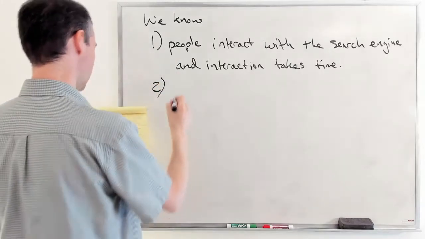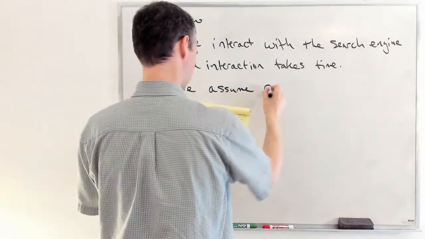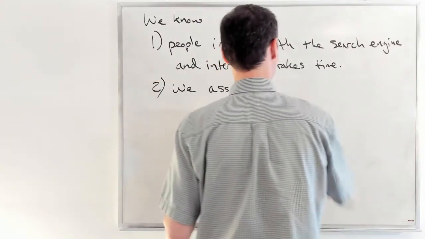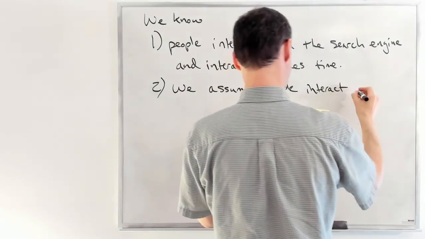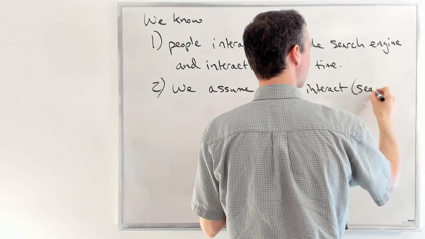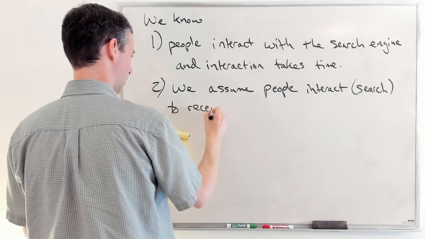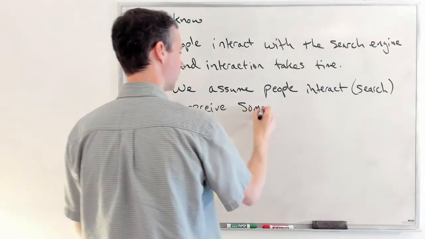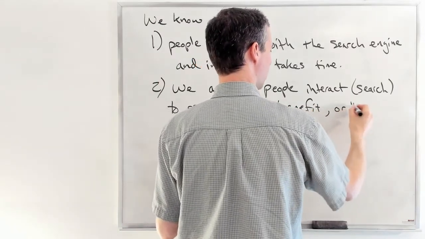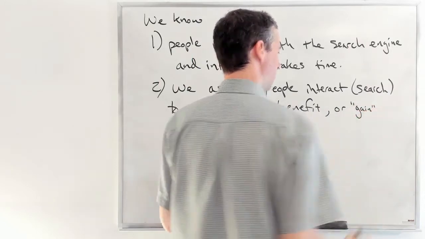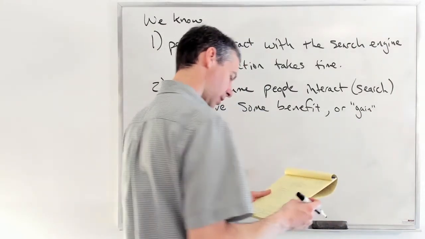And indeed, this goes along with that we assume people interact. So when I say interact, it really means, yeah, you're going to search, okay, to receive some benefit basically from the search engine. And we could, for example, if we wanted to, and it's quite popular to talk about benefit as some sort of gain. I'll come back to this, but you're going to see this word gain in the literature.